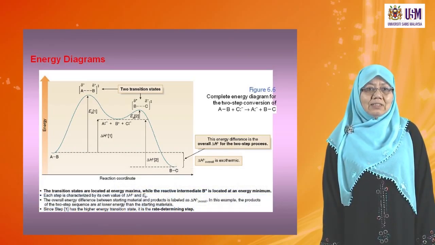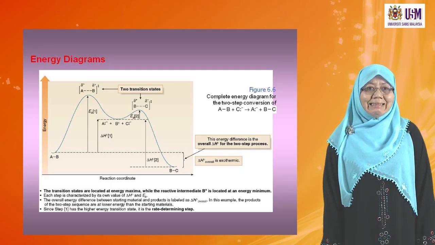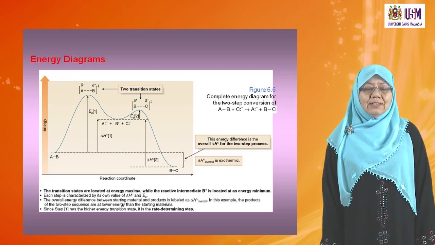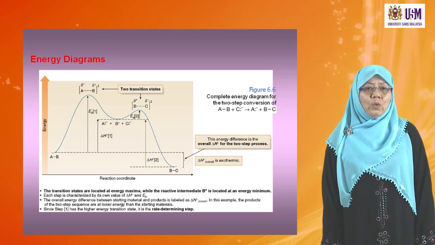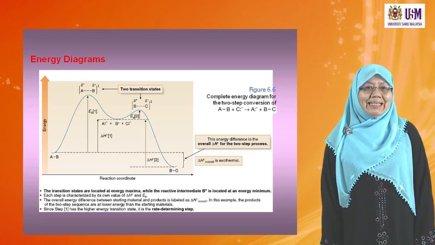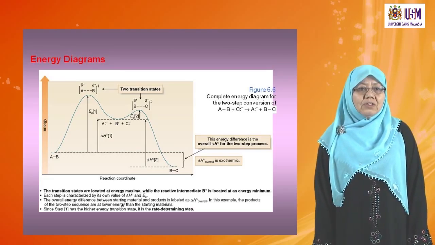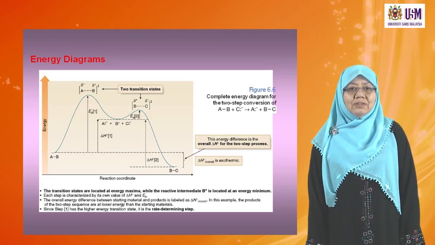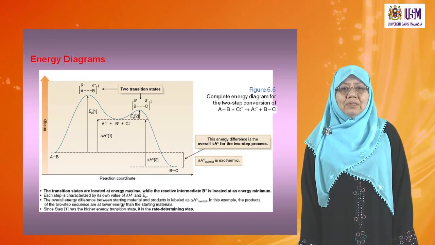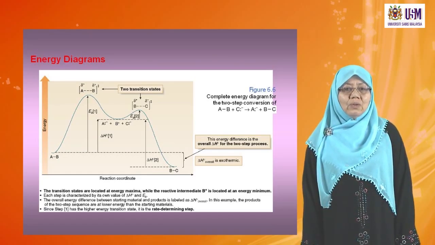Okay, let us look now. The transition states are located at the energy maxima, which is at the top of the peaks, while the reactive intermediate B plus is located at the energy minima. Each step is characterized by its own value of delta H and the activation energy EA. The overall difference between the starting material and products is labeled as delta H naught overall.